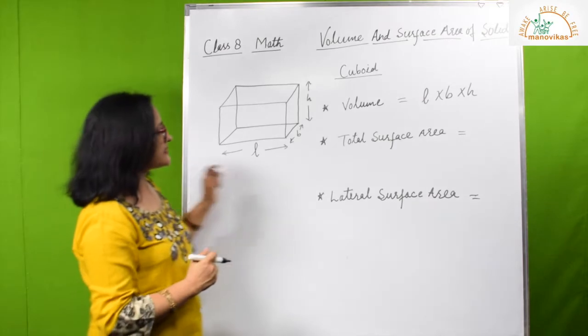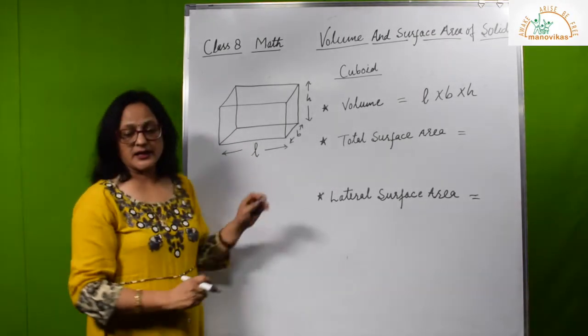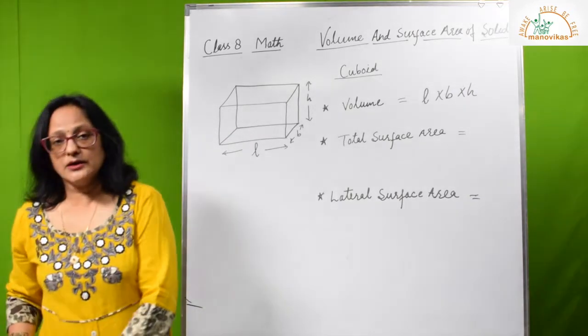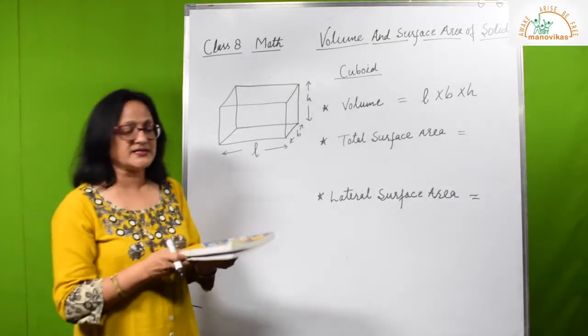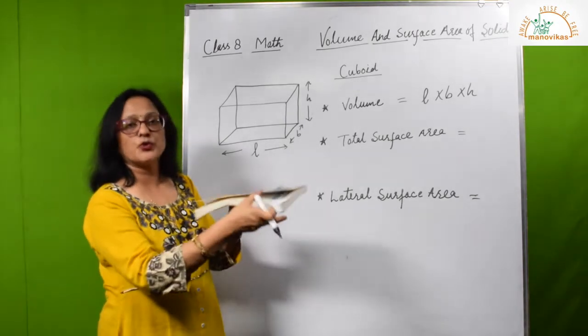The next one is the total surface area. So what is the total surface area? I will show you one object, and with the help of that object, you can understand what the total surface area is. Suppose this is a book. It is in cuboidal shape.